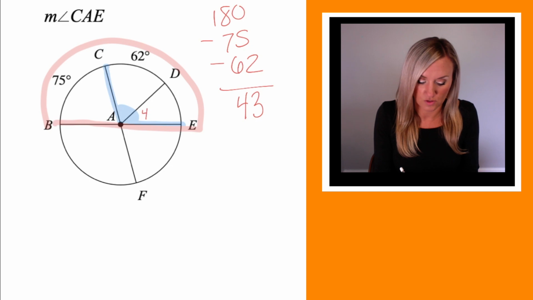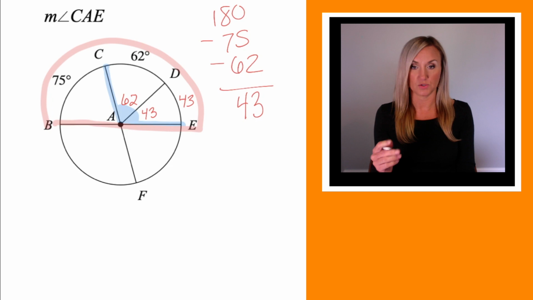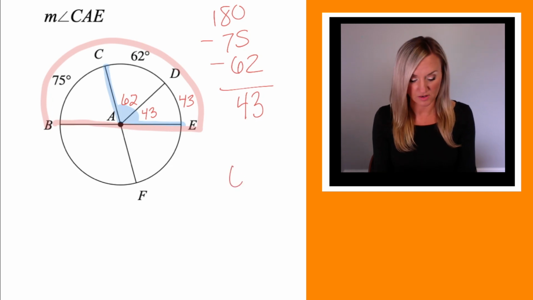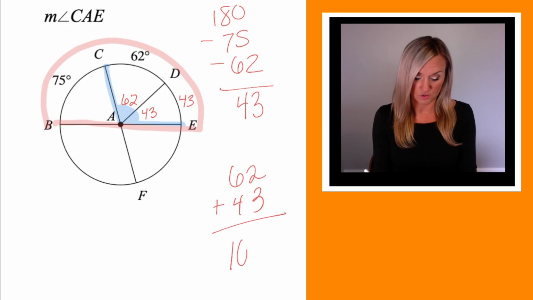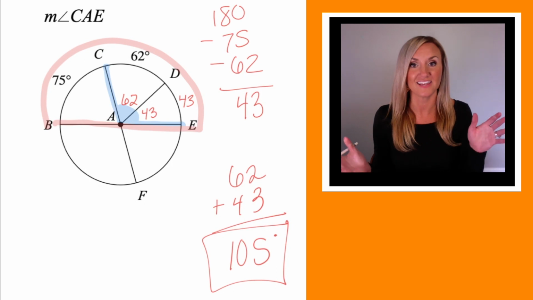So that means 43 goes here and 43 goes here, right? And now I know that the intercepted arc is 62, so that means this central angle is 62. And now I just have to add those two together. 62 plus 43 gives me 105 degrees, and that's the measure of angle CAE.